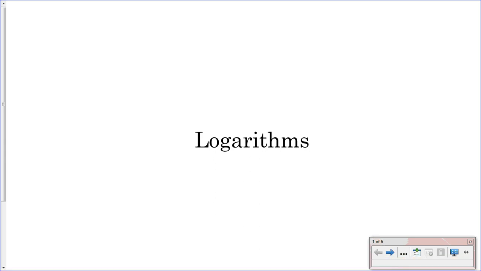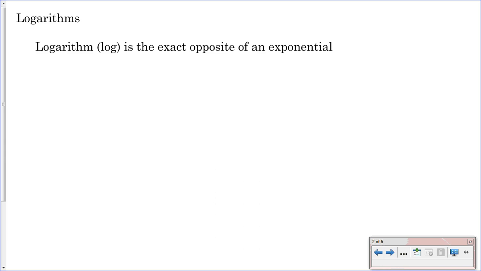Hi guys, this video is on logarithms. What is a logarithm, you ask? Well, a logarithm, or log for short, is the exact opposite of an exponential. And they are written in the form of log base A of B equals C. Now, when you see this word log, that means you're dealing with a logarithm.